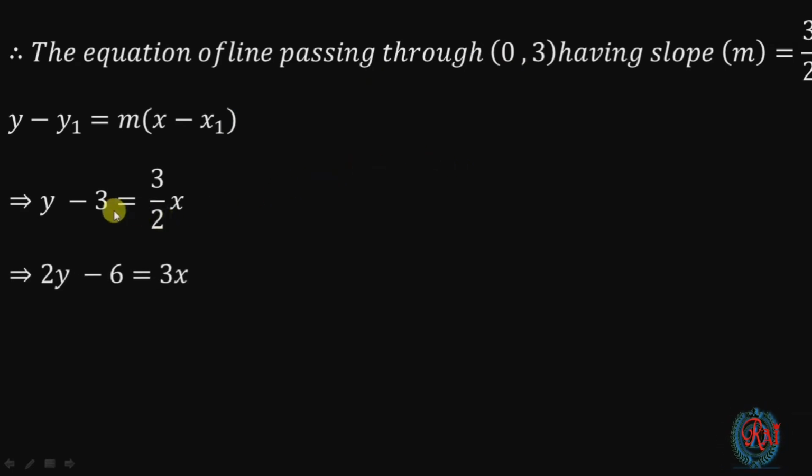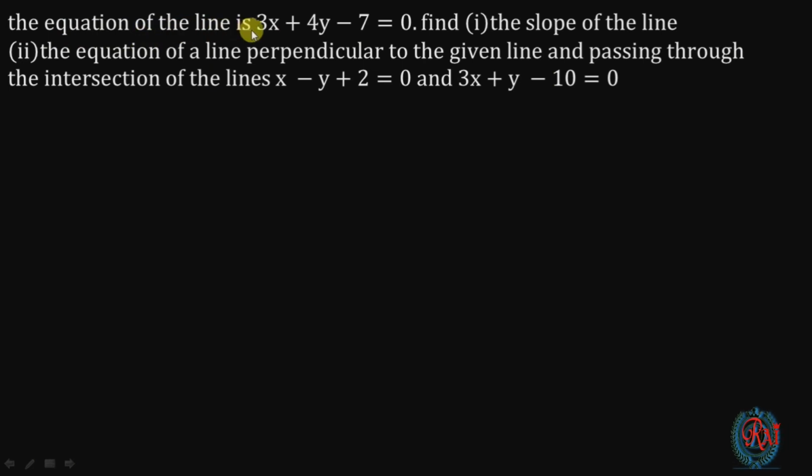So by cross multiplication, 2 into y minus 2 into 3 is 6, is equal to 3x. So 3x, when plus 2y comes this side, becomes minus 2y. When minus 6 goes this side, it becomes plus 6 is equal to 0. So this is your final answer. The equation of the line is 3x minus 2y plus 6 is equal to 0.